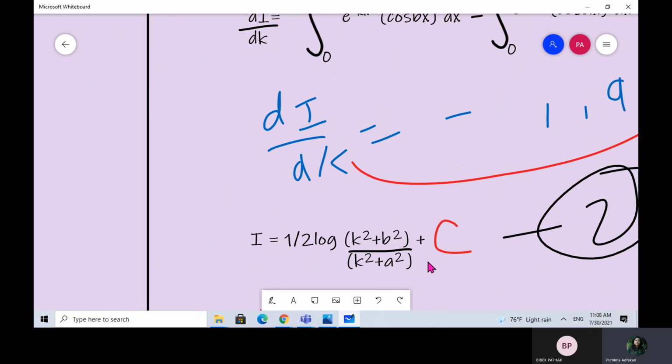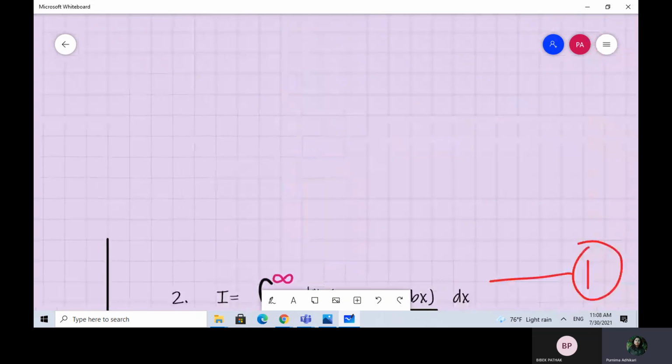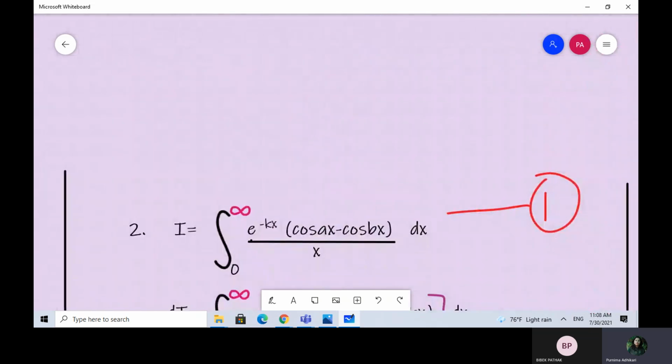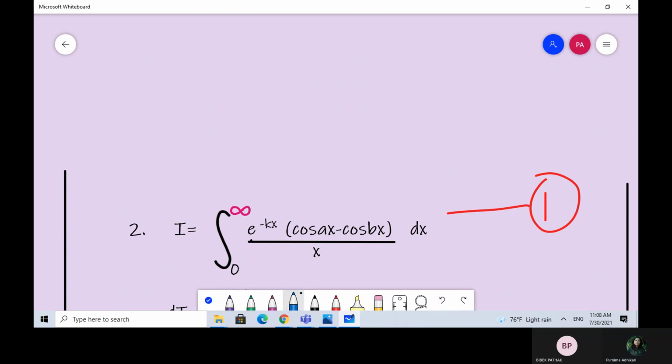So you have got a constant of integration, c. You have to evaluate the value of c. How are we going to do that? Using equation number 1, I already mentioned, always use equation number 1. So how are you going to play with the parameters here so that we get I easily?